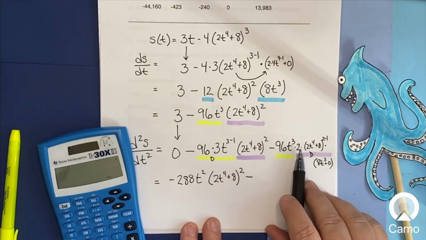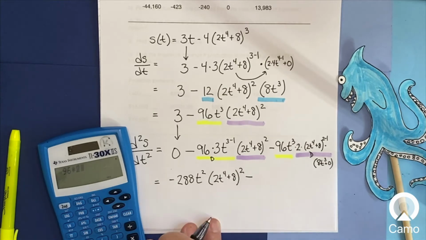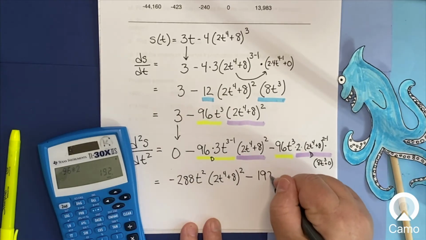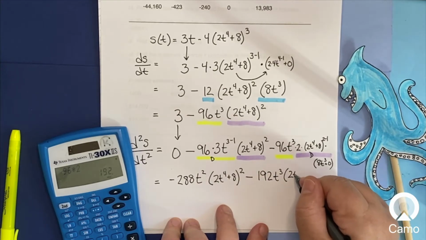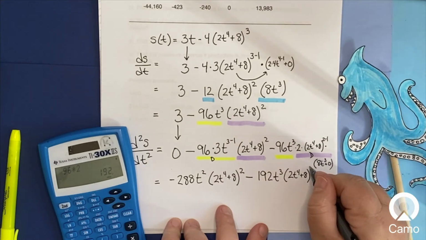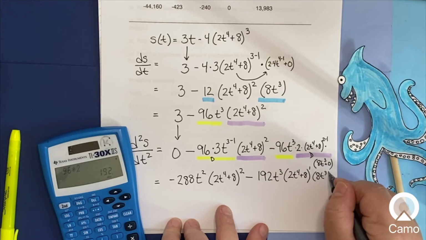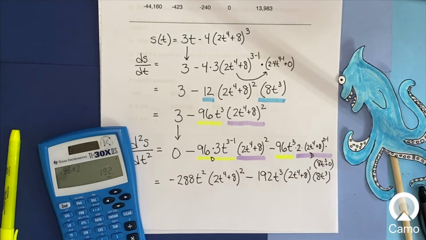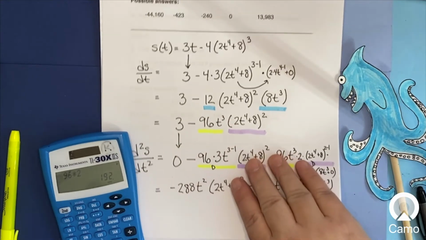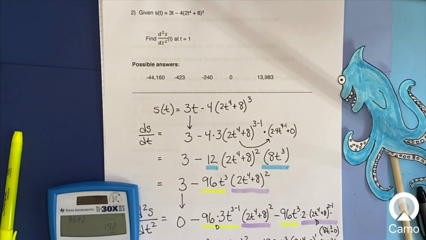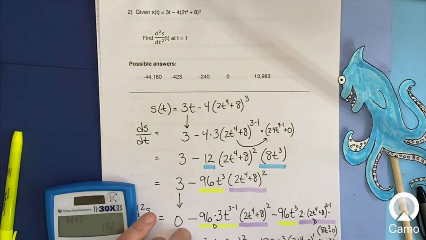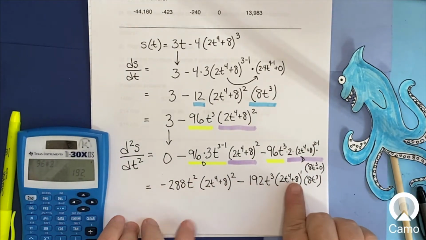Minus, I'm going to bring all this together. So 96 times 2, 192t cubed times (2t to the 4th plus 8) to the 1st power, and then times 8t cubed. Now here's the thing. In this particular problem, you are asked to find the second derivative at t equals 1. So you don't actually have to answer what the algebra looks like. You don't have to make it look pretty if you don't want to. If you would like to make this look beautiful, go for it.